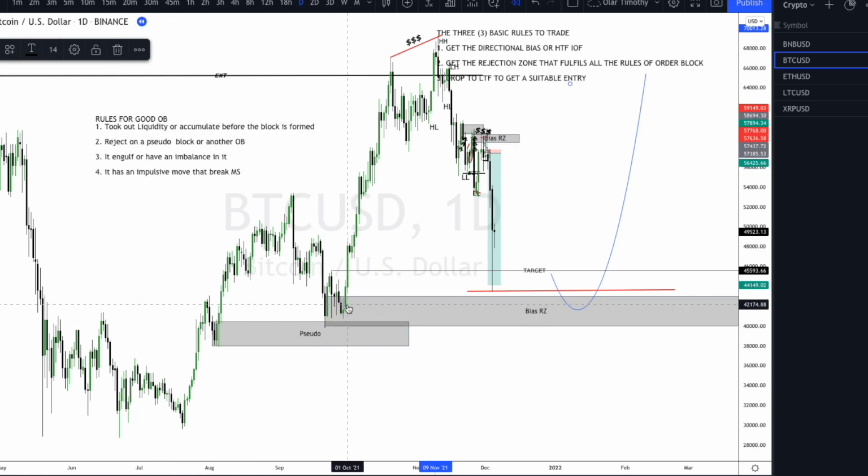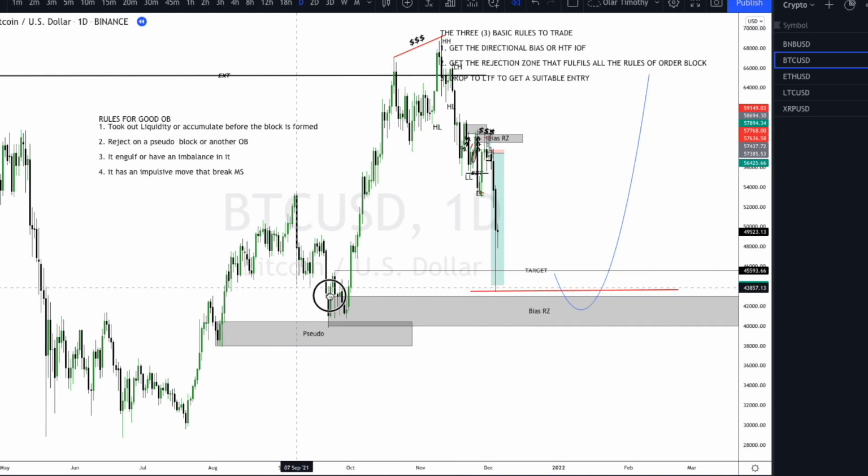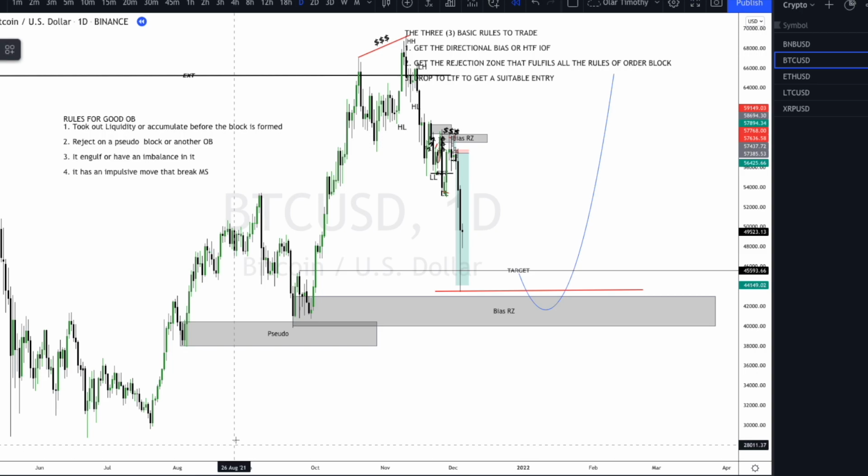So the first one is that this candle engulfed, rejected on a pseudo, as an impossible move that breaks market structure, and it actually takes out liquidity. This is actually going to be a liquidity grab. It takes out liquidity before rejecting on the pseudo. So all these particular rules were met.